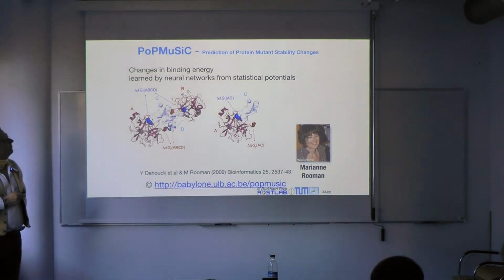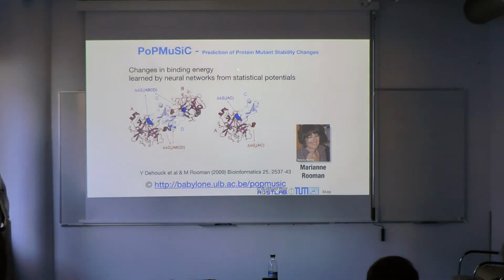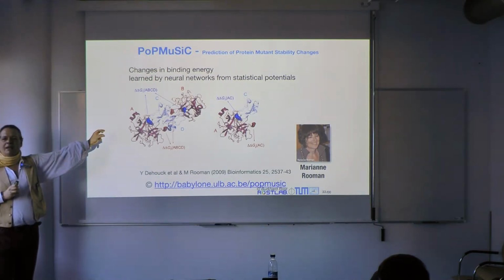Another similar idea, prediction of protein mutant stability changes, comes from Marianne Ruhmann. Here it is in principle a similar idea. The degree to which you affect the function has to do with how you affect the local networks of binding residues.